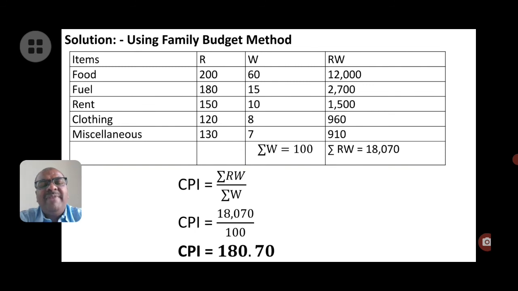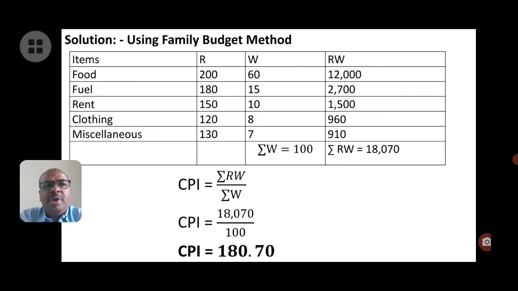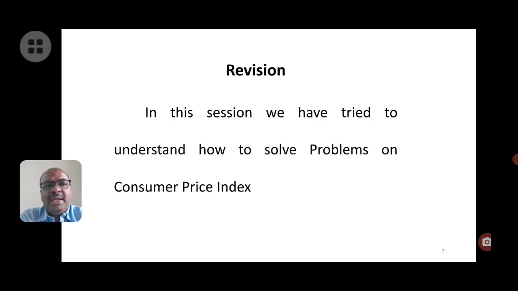And when simplified according to the formula, the consumer price index is 180.70, which means the prices have increased by 80.70%. So this is how we compute problems under the consumer price index method. We have two methods: aggregate expenditure method and family budget method.